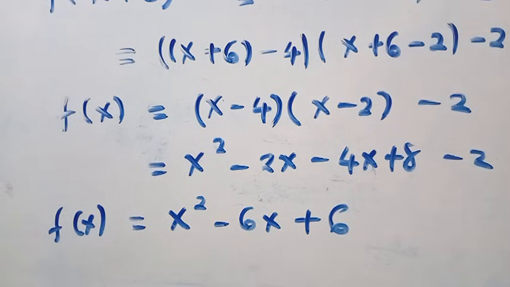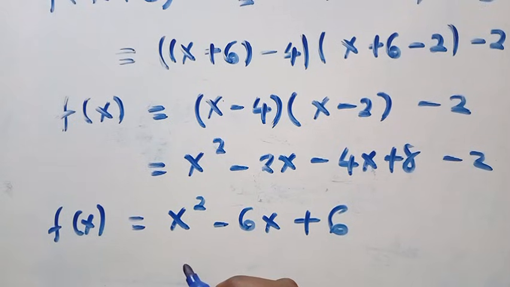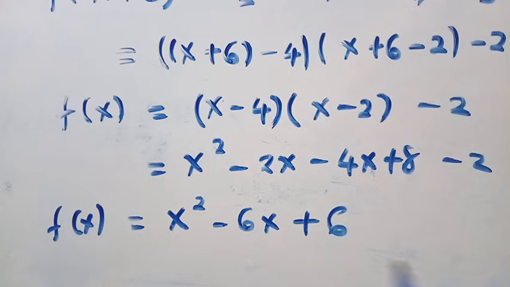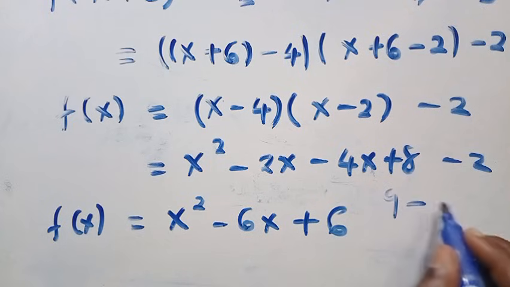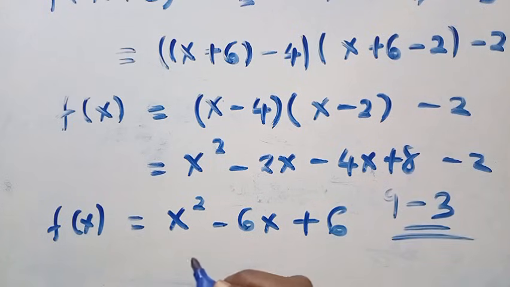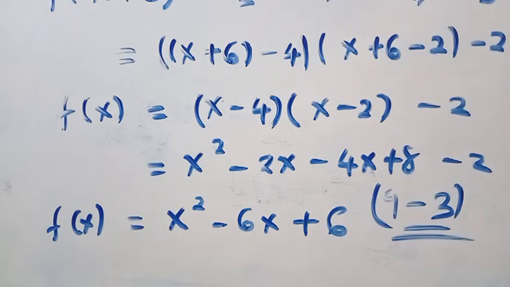We can still try and remanipulate this. Instead of having 8 minus 2, we can also use 9 minus 3. So this will also work perfectly. We can just try this out and see what we are going to get. And let's proceed to the next step.